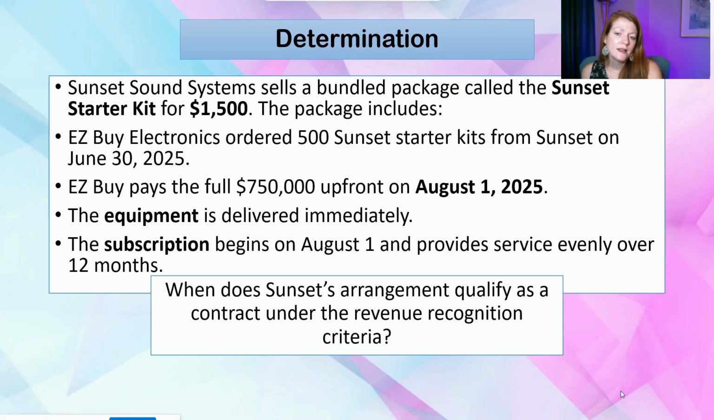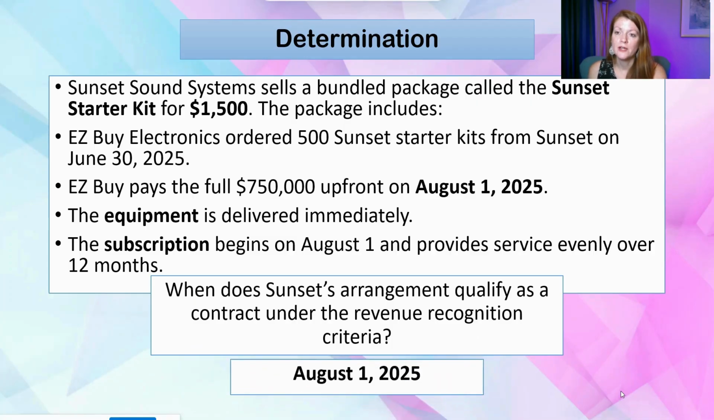So when does Sunset's arrangement qualify as a contract under the revenue recognition criteria? We have to think about the revenue recognition criteria, and that would be August 1st, because nothing has happened between the seller and the customer until August 1st. So that's how we determine that in this situation.